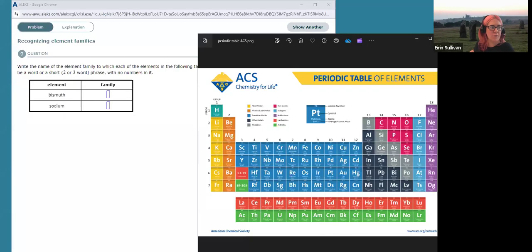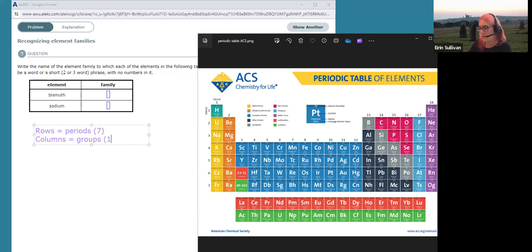Element families. Hopefully we are all happy by now with the concept that all the rows in the periodic table are the periods. Okay, so rows are called periods, and there's 7 of them. Okay, groups are the columns. So the columns are what we call the groups, and there are 18 of them.